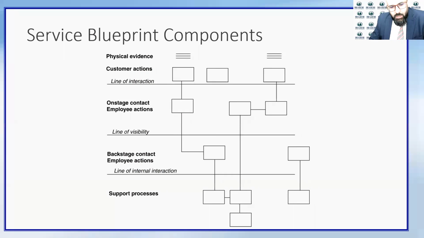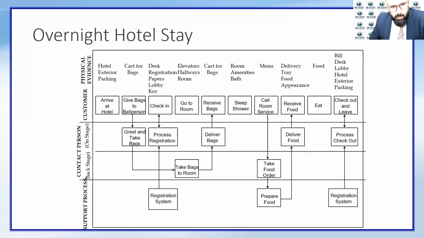So let's take a look into this blueprint for an overnight hotel stay. If I'm going to design this service, let's use this blueprint to design it. And basically, you're looking into that from a customer perspective. So you start with parking, arrive at the hotel, give bags to the bell person, check in, go to room, receive bags, sleep, shower, call room service, receive food, eat, check out, and leave. So these are what the typical customer does in a hotel.